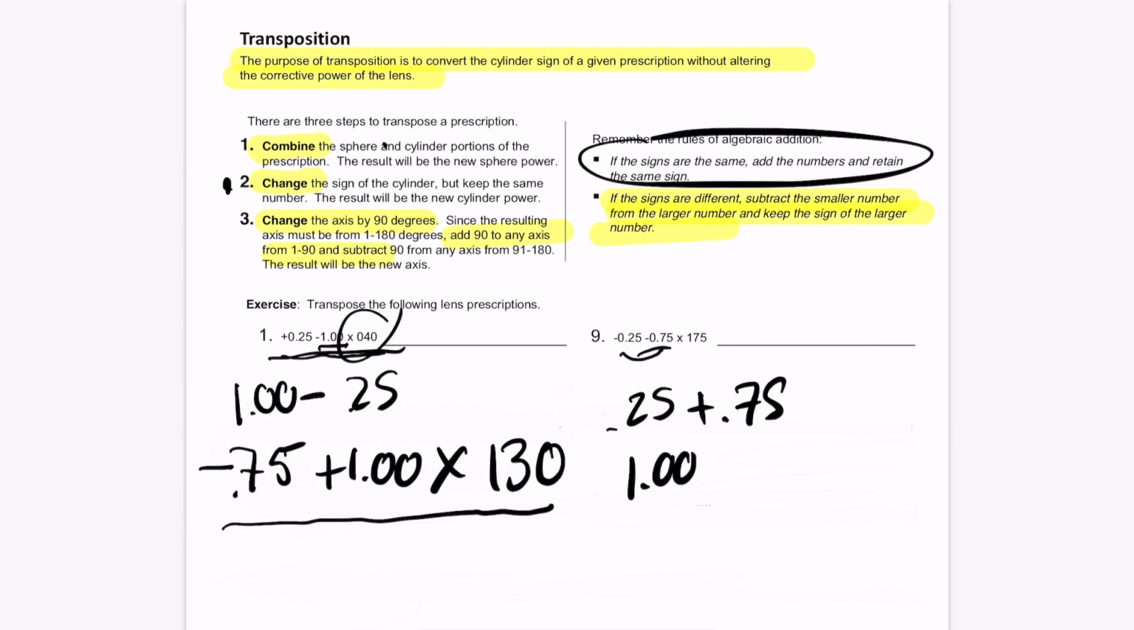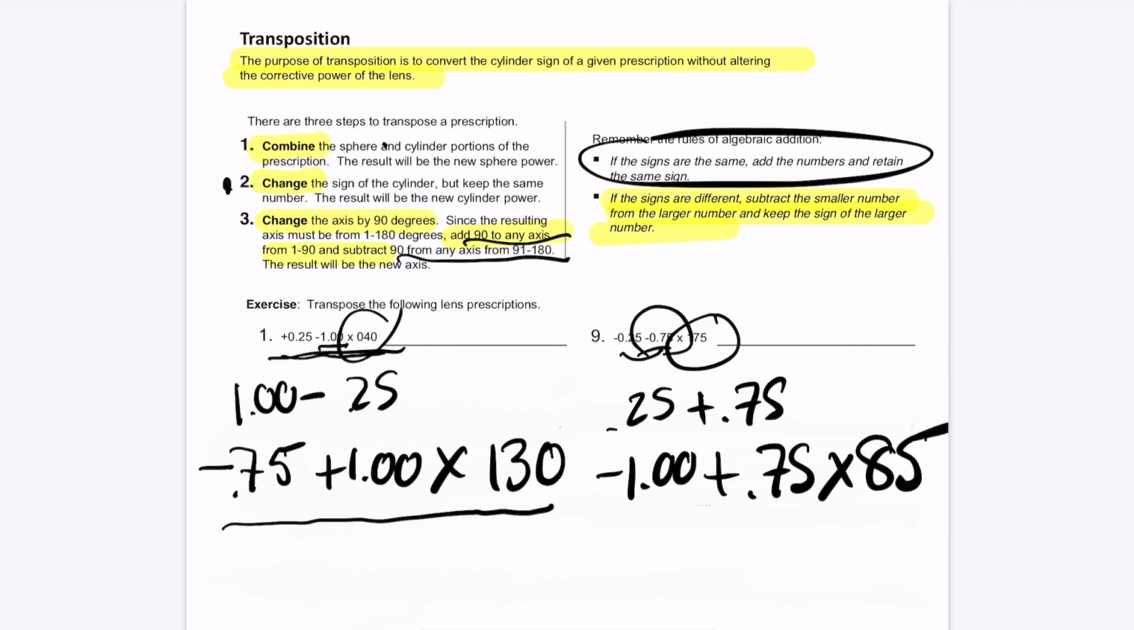We're going to retain the sign, which is a minus, and then we're going to change the sign of the cylinder, so it's going to be a plus 0.75. And then lastly, the axis, before I covered over it, was 175. So we're going to subtract 90 degrees from any axis 91 to 180. So that axis will be 85. So again, the prescription that we have there of minus 1 plus 0.75 at 85 is absolutely the equivalent of minus a quarter minus 0.75 at 175.